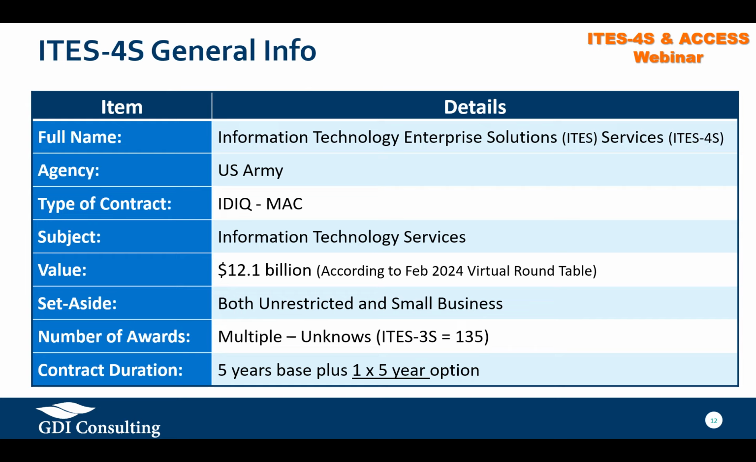Set aside, obviously, both large and small. Number of awards they haven't mentioned, but remember that the previous iteration had 135 awardees. So it's expected that approximately the same number of awardees will be for ITES-4S. Now they have changed the contract duration way of doing it. So it has a 5-year base plus 1 5-year option. So when they exercise that 1 5-year option, it's going to be a 10-year contract.